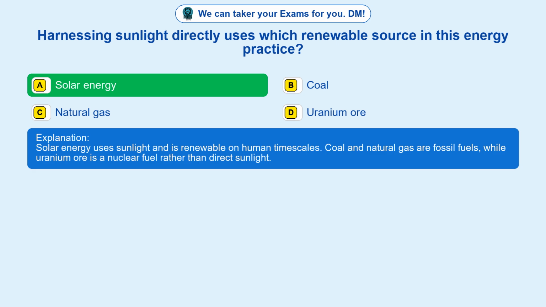Solar energy uses sunlight and is renewable on human time scales. Coal and natural gas are fossil fuels, while uranium ore is a nuclear fuel rather than direct sunlight.